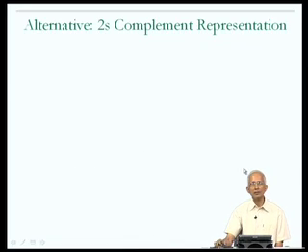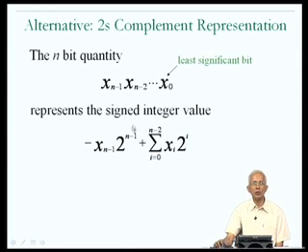Okay. Now, if sign magnitude is not the most popular representation for signed integers, you ask, what is? And the answer is something called the 2's complement representation. Okay, now in the 2's complement representation, the n-bit value x_{n-1}, x_{n-2} through x0 represents the signed integer value as shown by the expression over here.